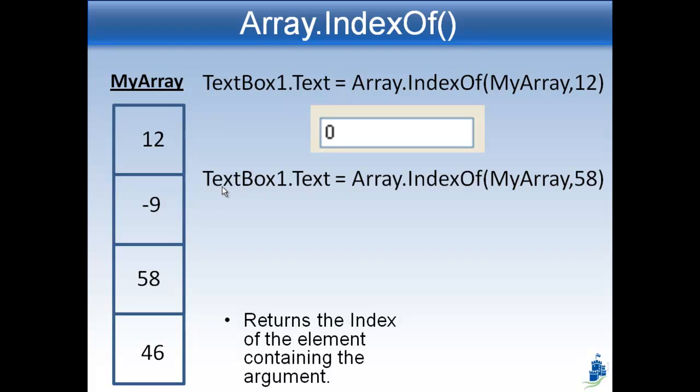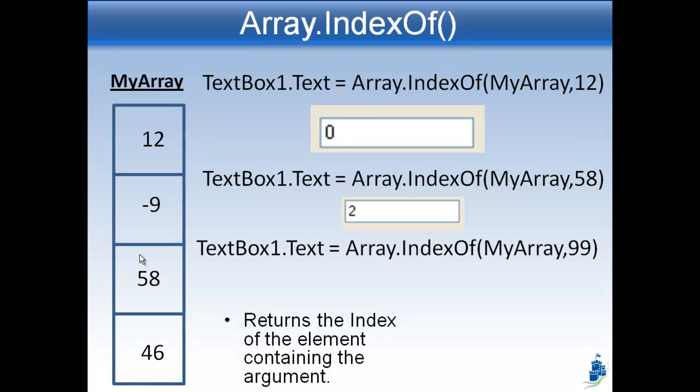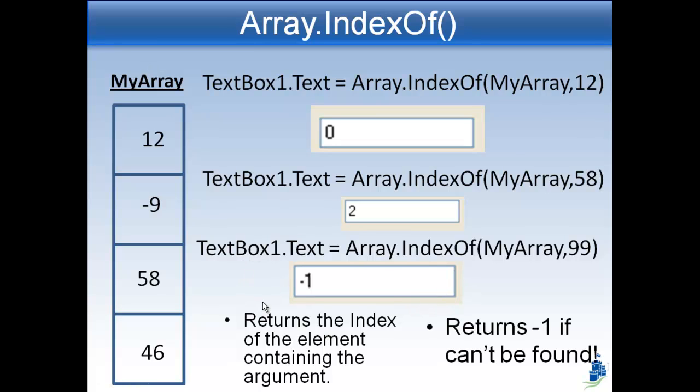Similarly, if I say textbox1.text equals array.indexOf myArray, comma 58, it will search through all the boxes of my array for 58. And if it finds it, which it does right here, this is the 0, 1, second element, it will return 2. Now, if it can't find it, so here I say, find me the index of 99 in my array. There is no 99 here, and then that function returns a negative 1. If it returns negative 1, you can't index, there's nothing above the 0th element, so you'll know that the 99 was not found in there. So it returns a negative 1 if you can't find it.